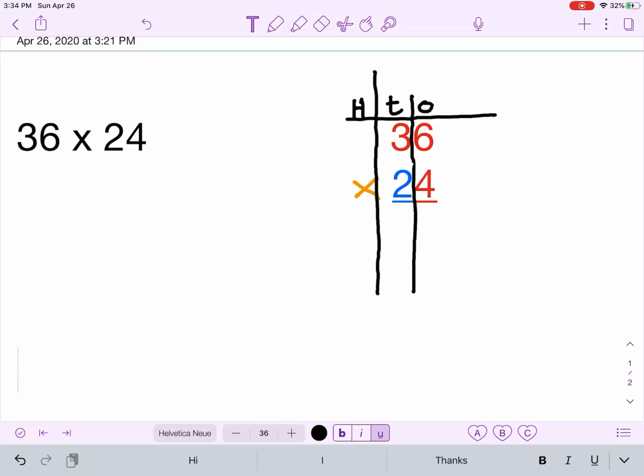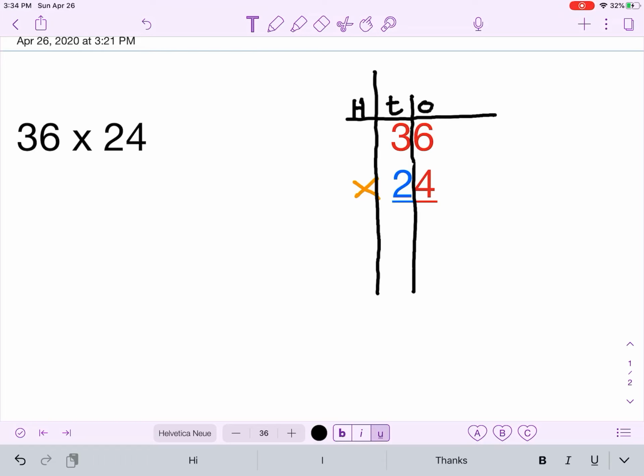This week we're going to focus a little more on using the standard algorithm for multiplying two-digit numbers together. So I'm going to create a short video for you that you can go back anytime this week and review and watch to help you out.